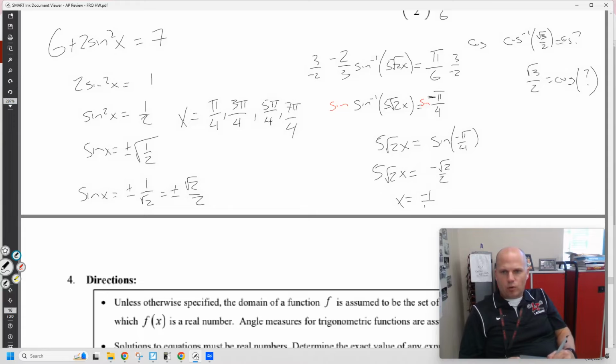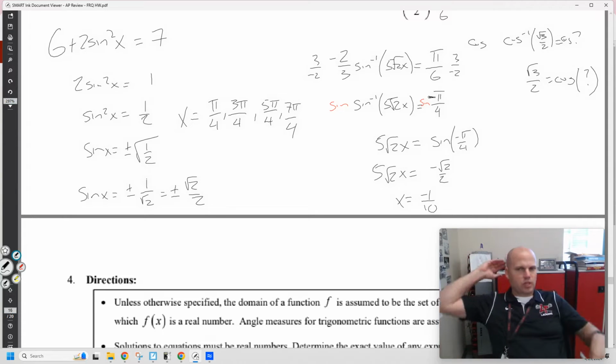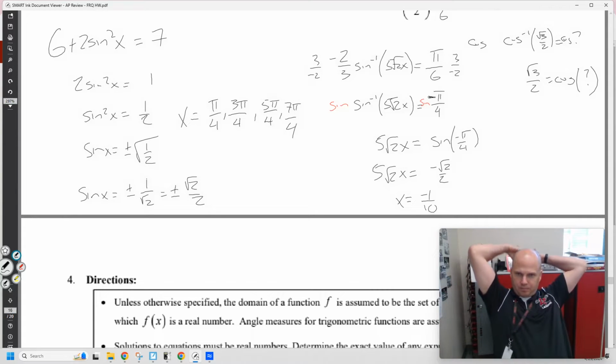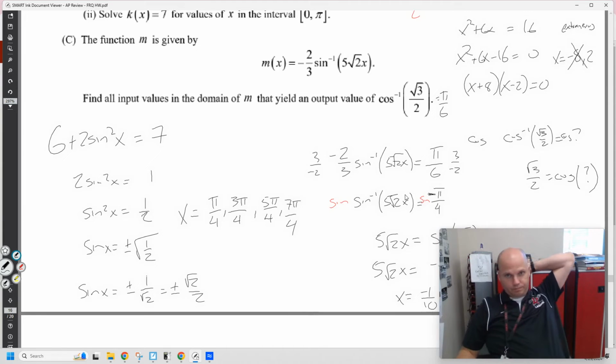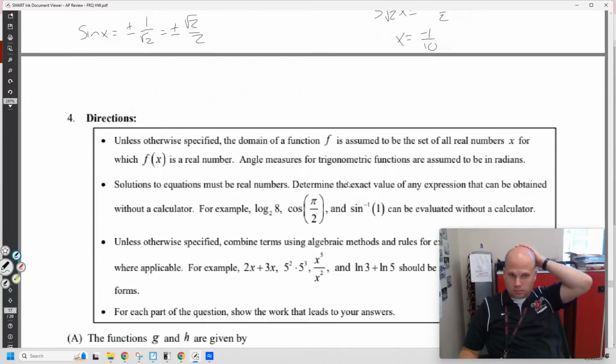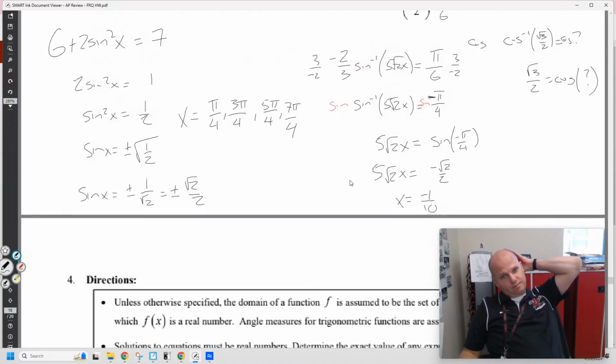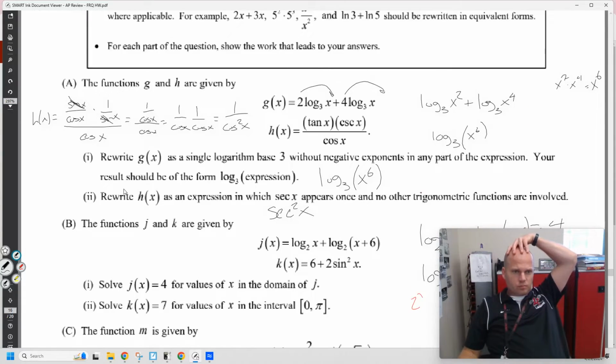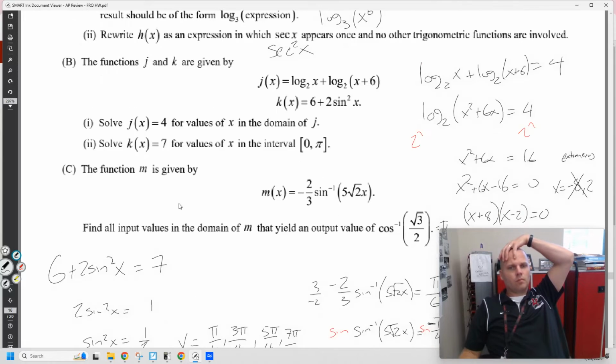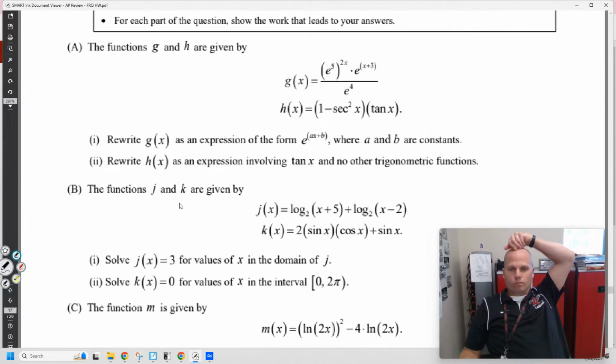I get negative 1/10. Divide by root 2. The root 2's cancel. Divide by 5. Cool. Tough. All right. Next.